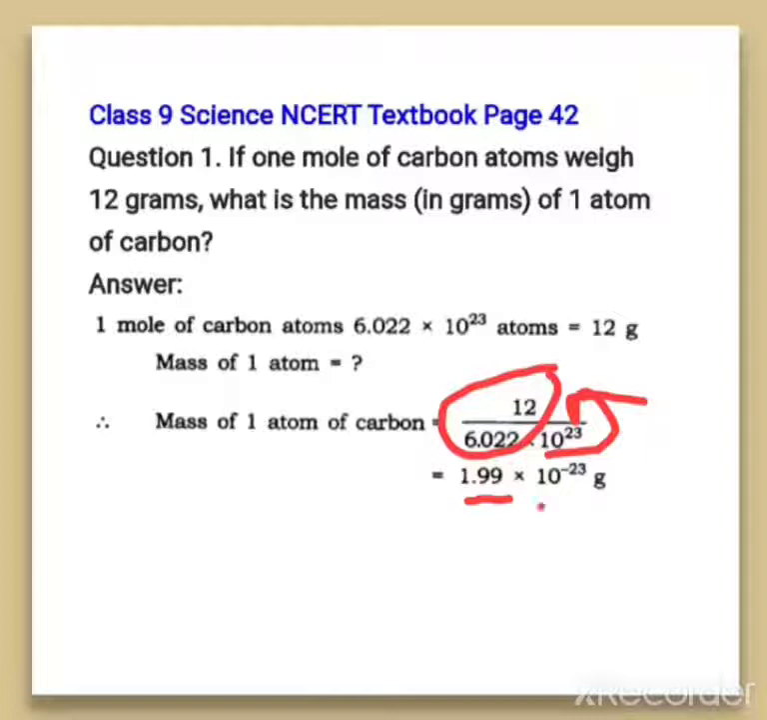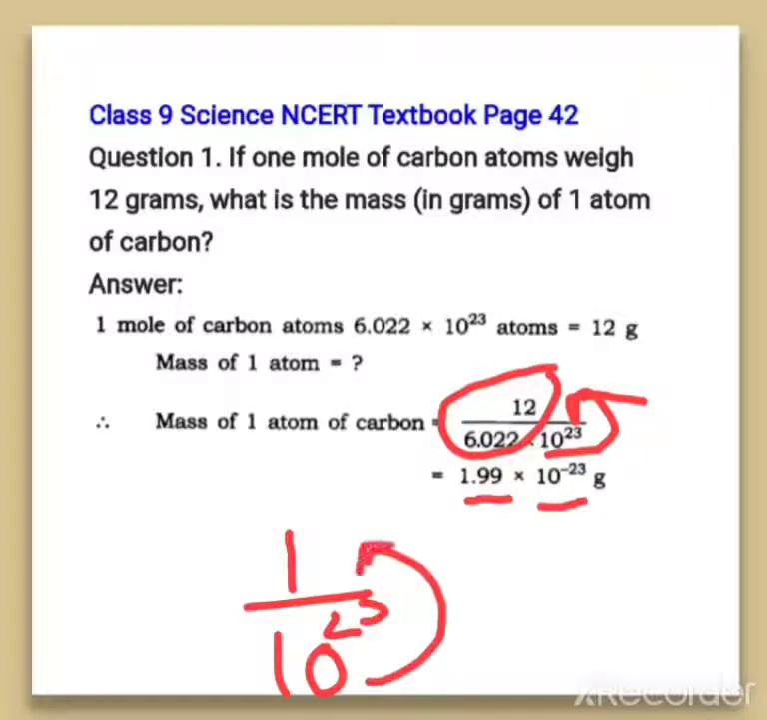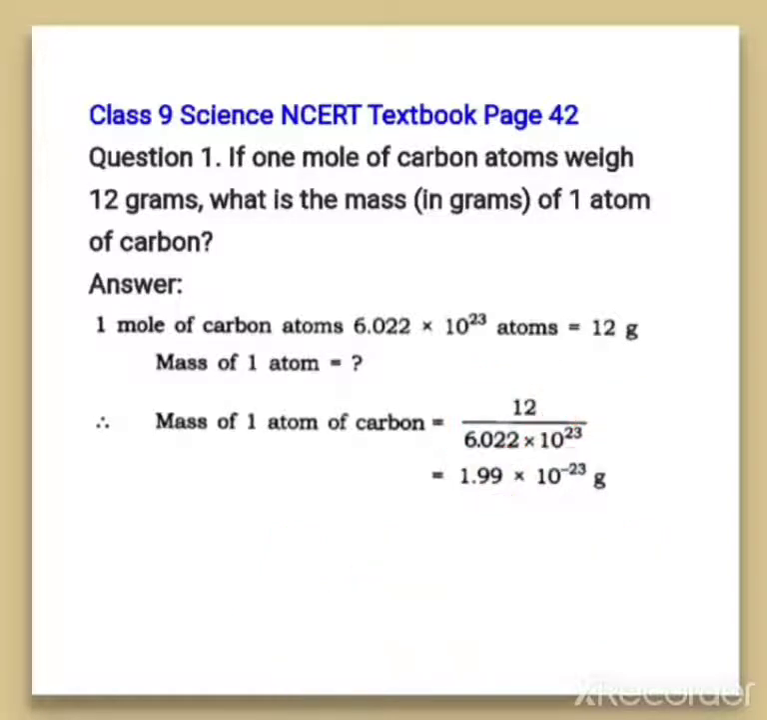So now when we write it in the numerator, we write 10 raised to power minus 23. What it means is 1 upon 10 raised to power 23. The number is as it is, but here it is a positive sign, and when you take it to the numerator, it becomes negative. So the mass of 1 carbon atom is 1.99 into 10 raised to power minus 23 gram. That is the mass of a single carbon atom.